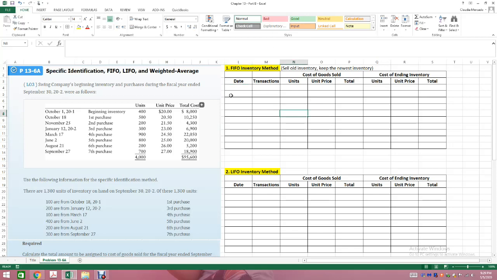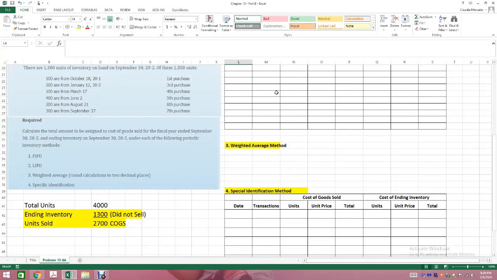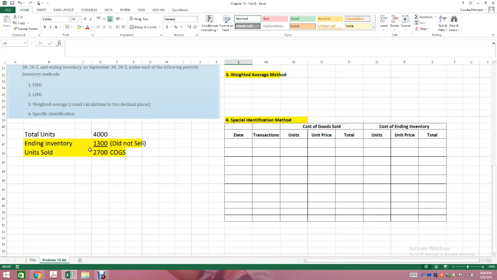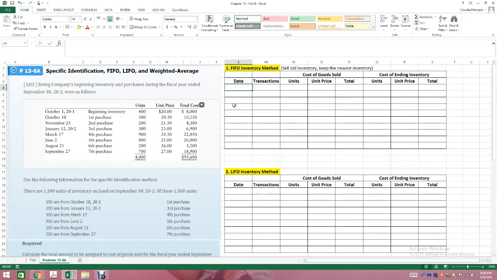So the first thing I need to figure out is which 2,700 units did I sell. Well, I sold my old inventory first. So let's start off with our October 1st inventory. October 1st, that's my oldest inventory, your beginning inventory. How many units did we have? Well, I had 400 units, it says right here, at $20 a piece, that's $8,000.